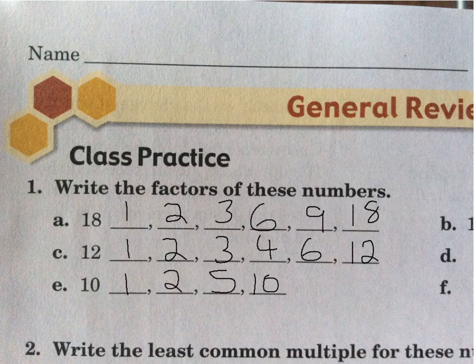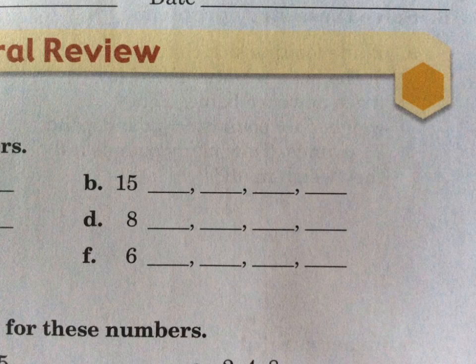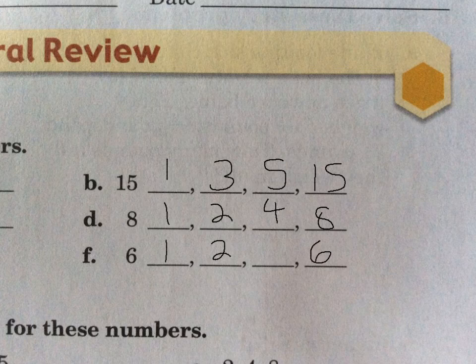Alright, we'll do B, D, and F now. We have 1 and 15, and I know 3 times 5 is 15. D, 1 and 8, and 2 times 4 would be 8. F, I know that 1 and 6 go into 6, and also 2 times 3 is 6.